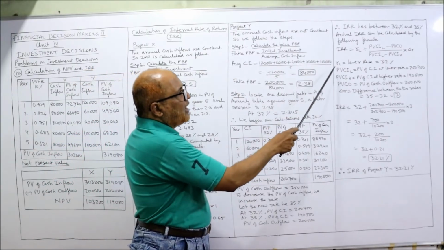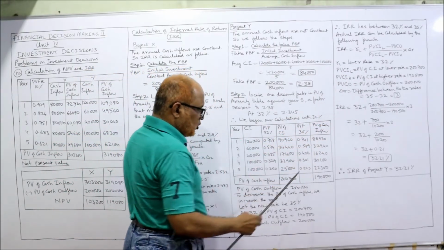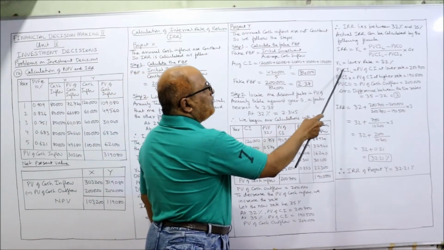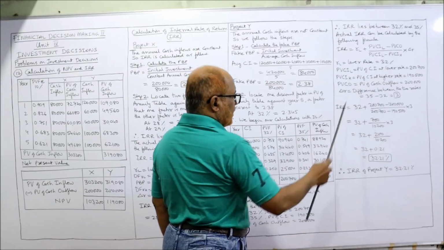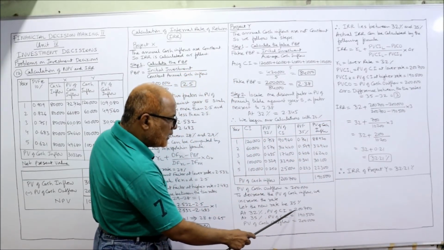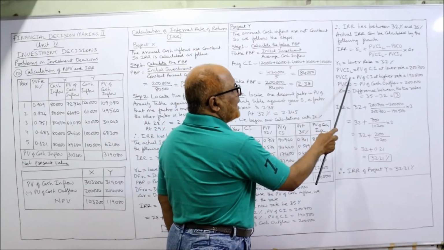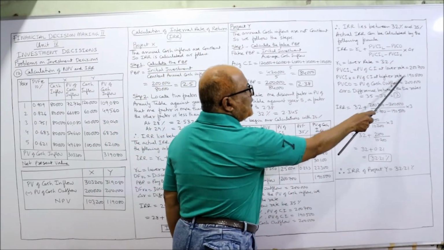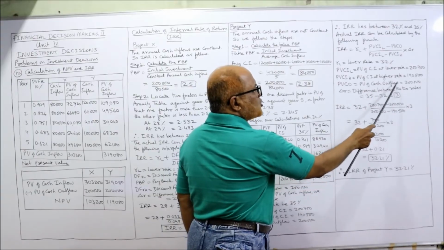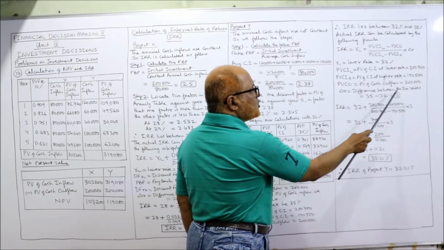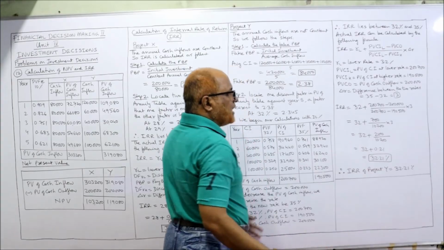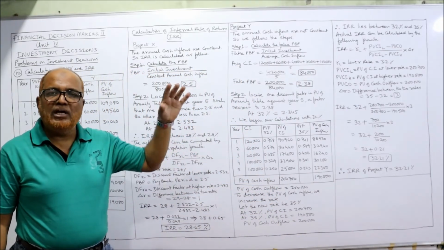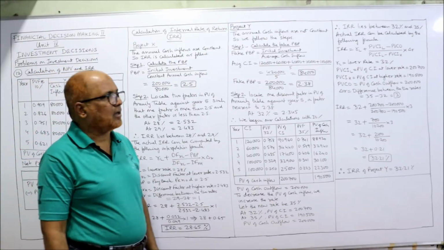Here I have written: RL stands for lower rate, 32%. PVCIL, present value of cash inflow at lower rate, is 2,700,000. PVCIH, present value of cash inflow at higher rate, is 1,90,500. PVCO, present value of cash outflow, is 2 lakh. Delta R, the difference between the two rates, 35 minus 32, is 3. That's it. Now simply substitute the values in the formula to get IRR.